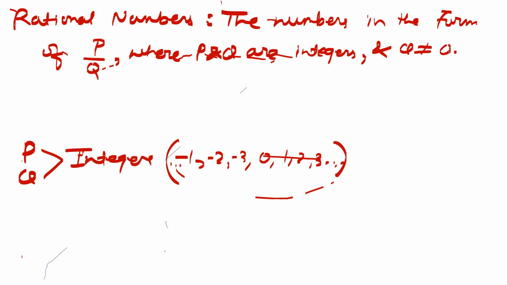Let's say we have a rational number, a fraction like 5 upon 0. It makes no sense to divide 5 by 0. 5 can be divided by any negative or positive integer, but it cannot be divided by 0. So it is undefined. So p and q can be any integer, but there's an exception that q should not be equal to 0. So that's what makes a rational number.